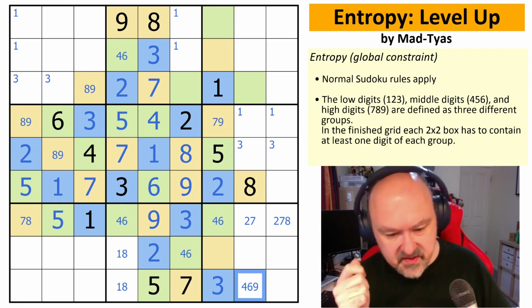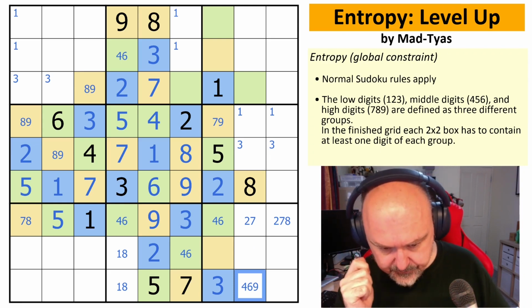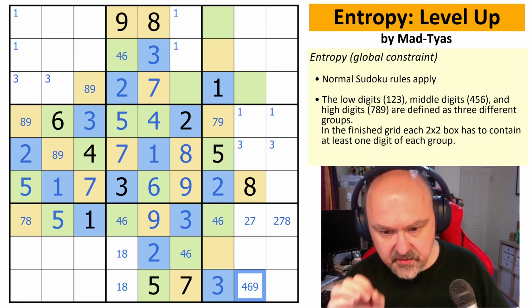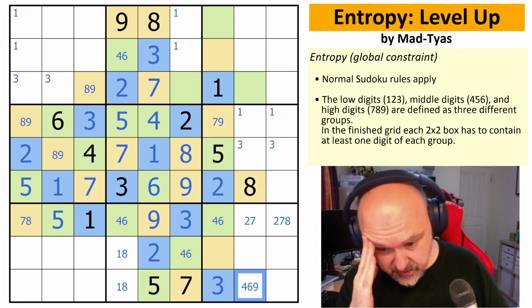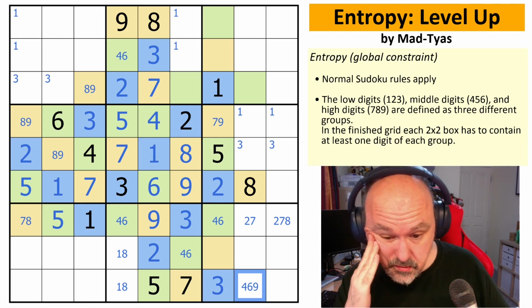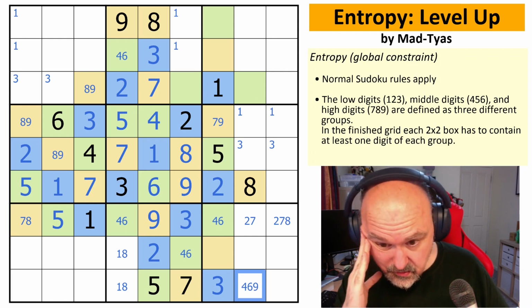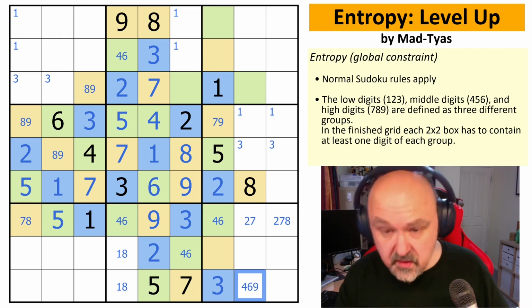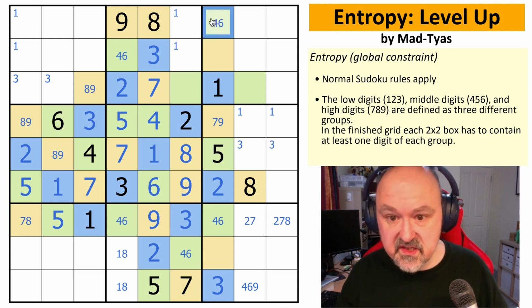I really like what this constraint does with making you think about options, but I think Mad-Tyas has the right moniker. So this is a 4 or a 6.